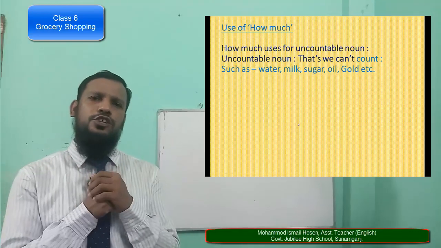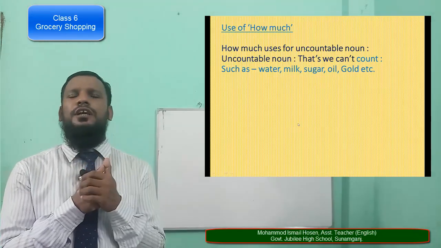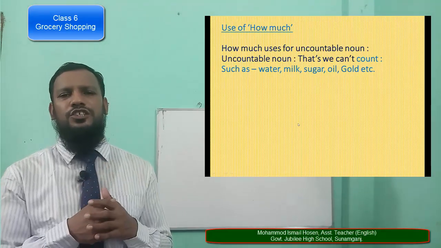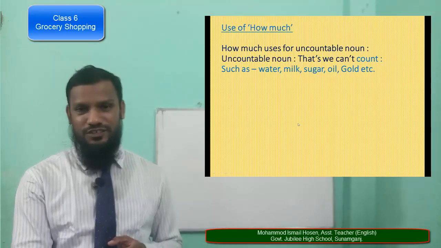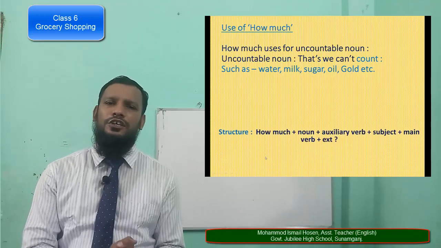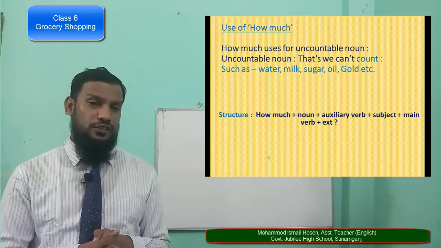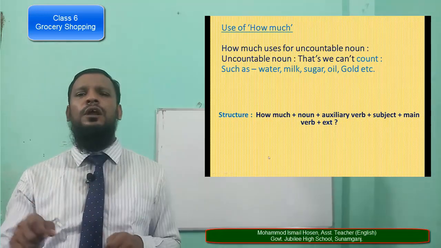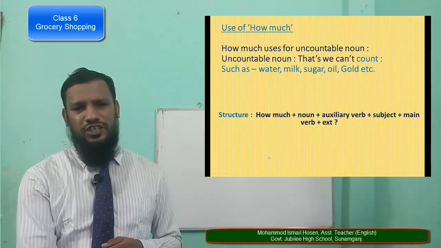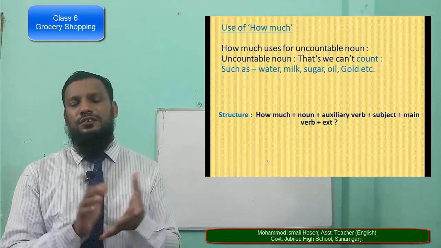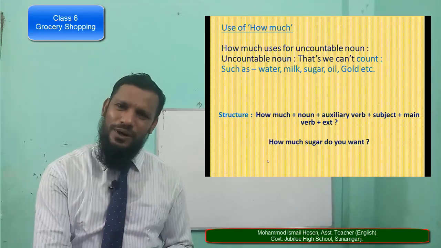How much is used for uncountable nouns, the nouns that we can't count, such as water, milk, sugar, gold, etc. In this case, the structure of the question is: how much plus noun plus auxiliary verb plus subject, then main verb, then extension. The example is here: how much sugar do you want? How much sugar do you want?